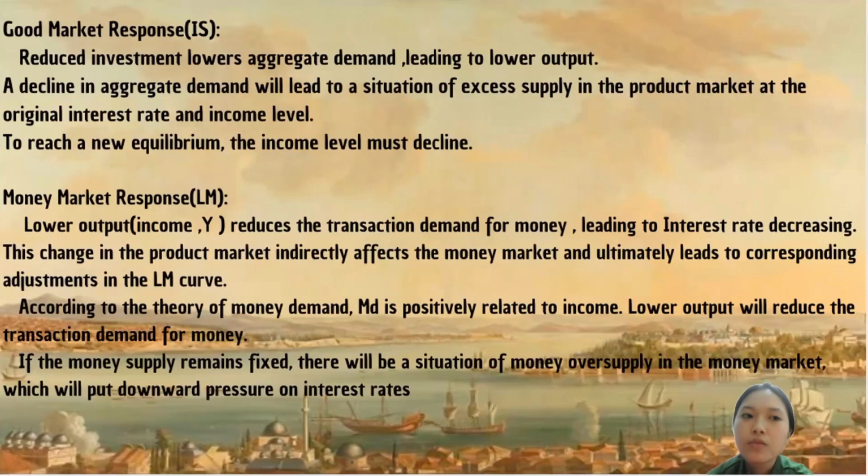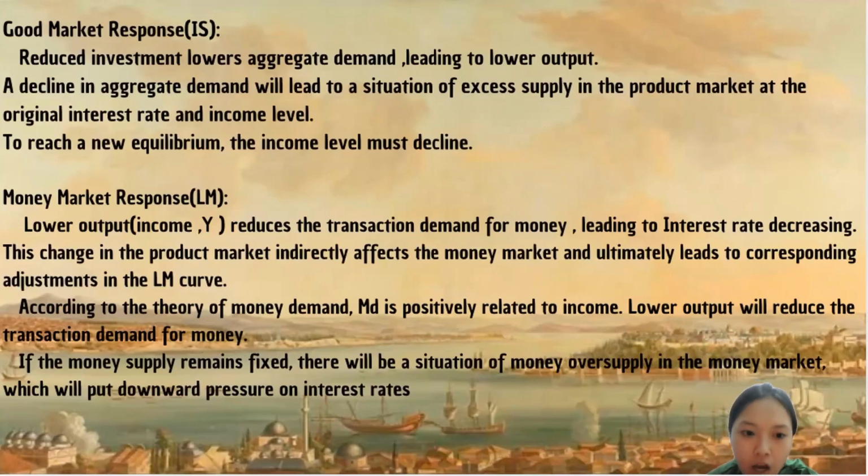Let's look at the goods market response. Reduced investment lowers aggregate demand, leading to a lower output. A decline in aggregate demand will lead to a situation of excess supply in the product market at the original interest rate and income level. To reach a new equilibrium, the income level must decline.